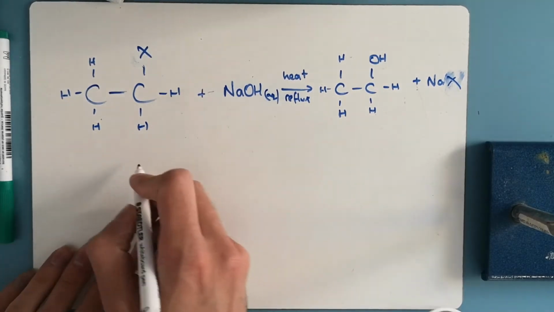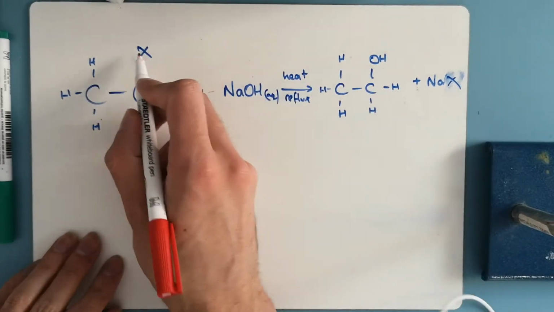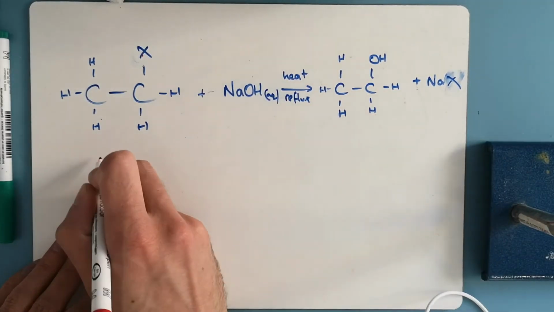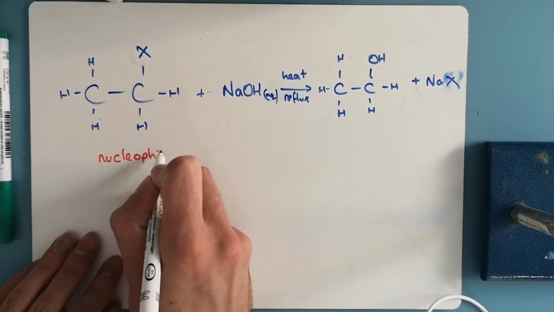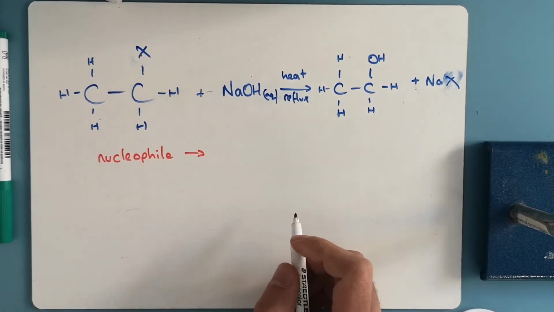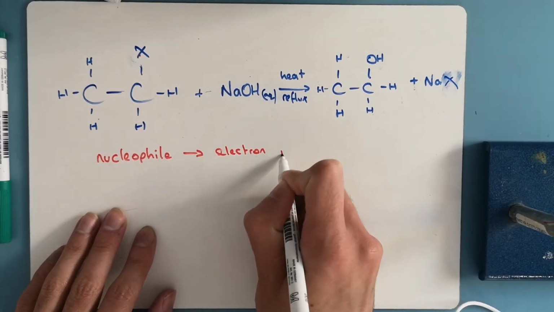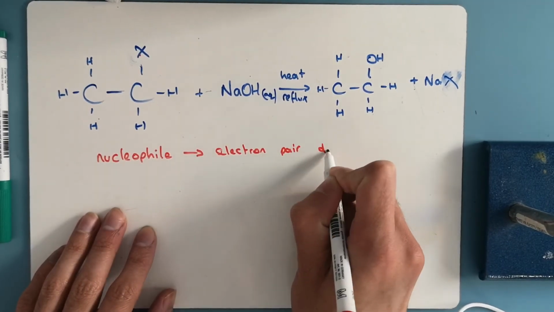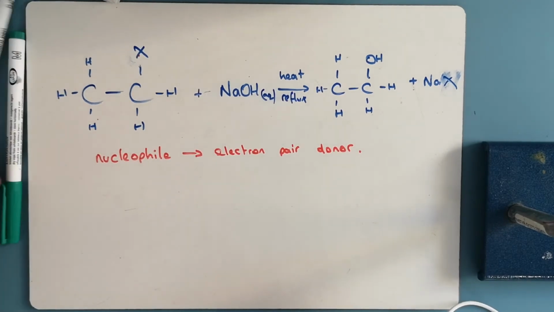This is known, as we said before, as a substitution because we're replacing one thing with another thing, and this is nucleophilic because we're going to use a nucleophile. A nucleophile is an electron pair donor. So we'll look at that specifically in the mechanism that we're going to do now.